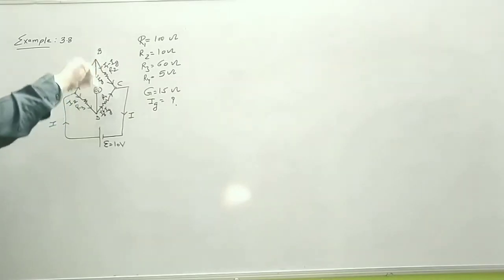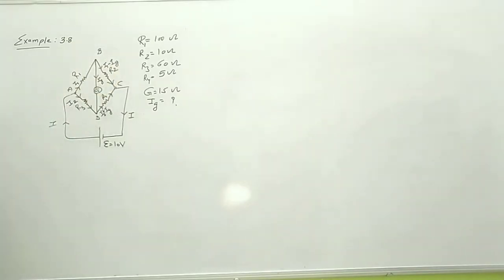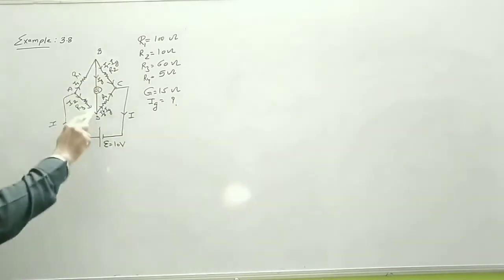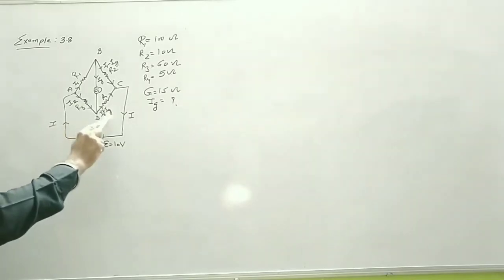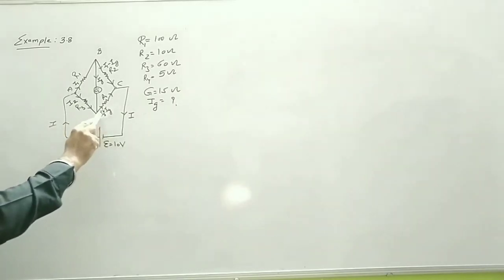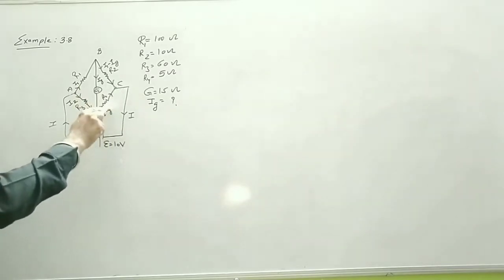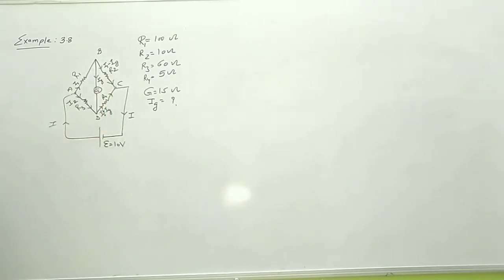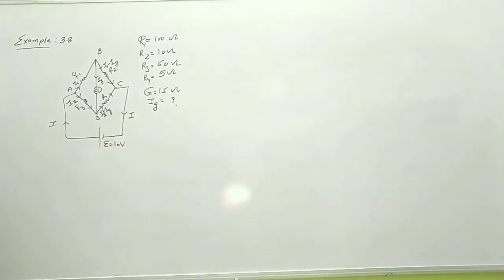This I1 comes to junction B. From that, IG flows through the galvanometer, so the remaining is I1 minus IG. At this point, IG comes from B and I2 comes from A. They combine, so the total is I2 plus IG. Again, both currents combine at point C and IG is cancelled. I get I1 plus I2, so I1 plus I2 is equal to I.